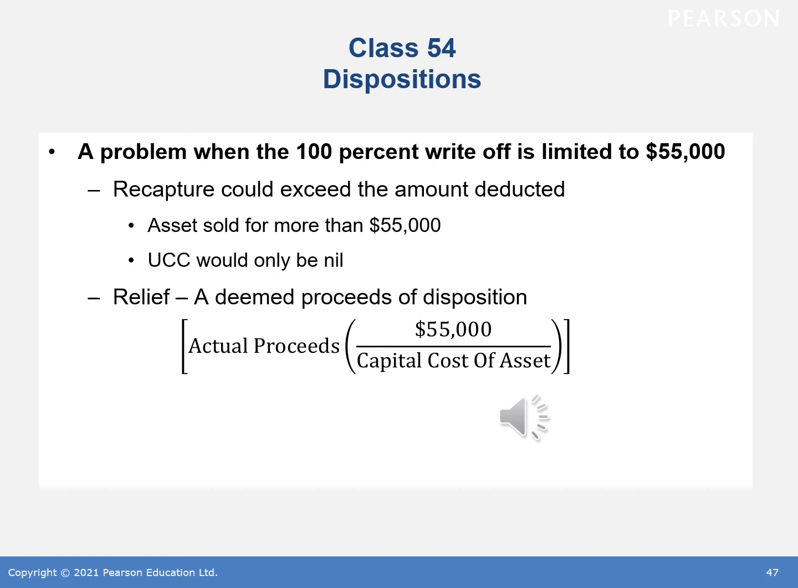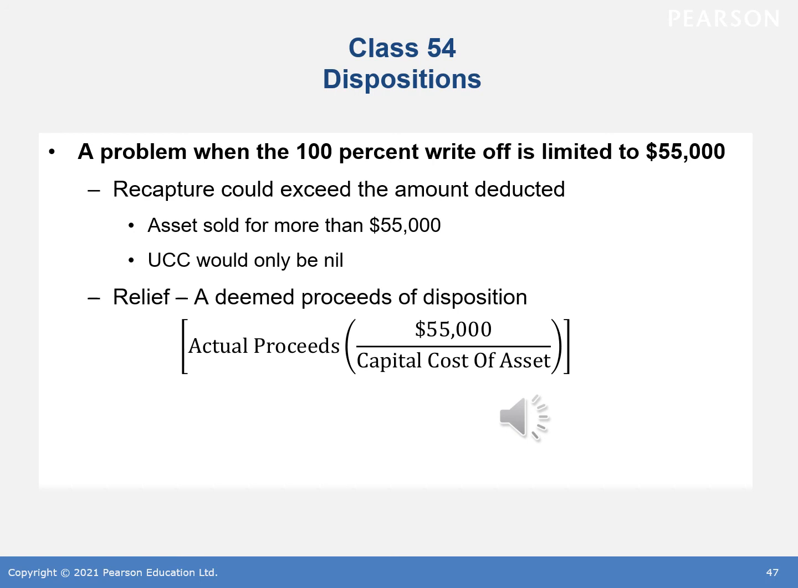For class 54, there is a problem when you have assets that far exceed the maximum CCA allowed, being 55,000 in this example. And the textbook walks through a situation on page 224, 225, where what if the organization bought an asset for 150,000? Due to the $55,000 limit, they took CCA of $55,000 in the first year. But then a year later, they turned around and sold that asset for $110,000. So under the previous rules, they would have a recapture of $110,000 because the UCC is 0.